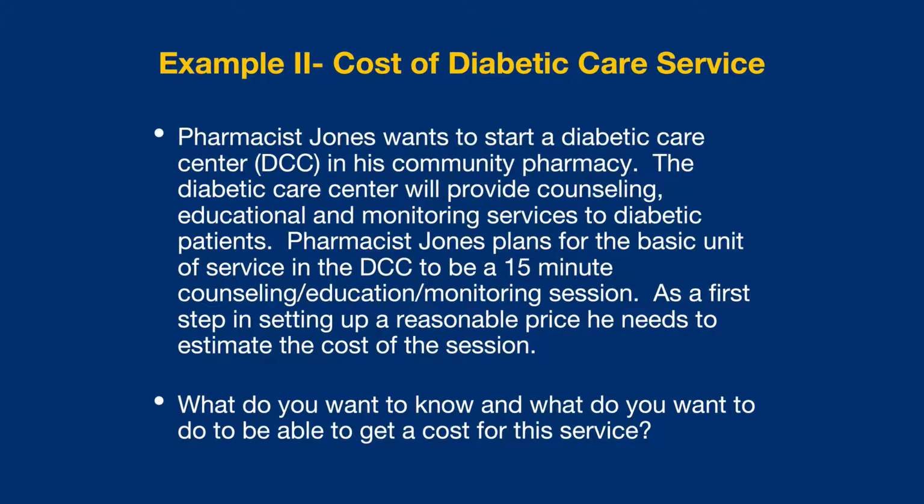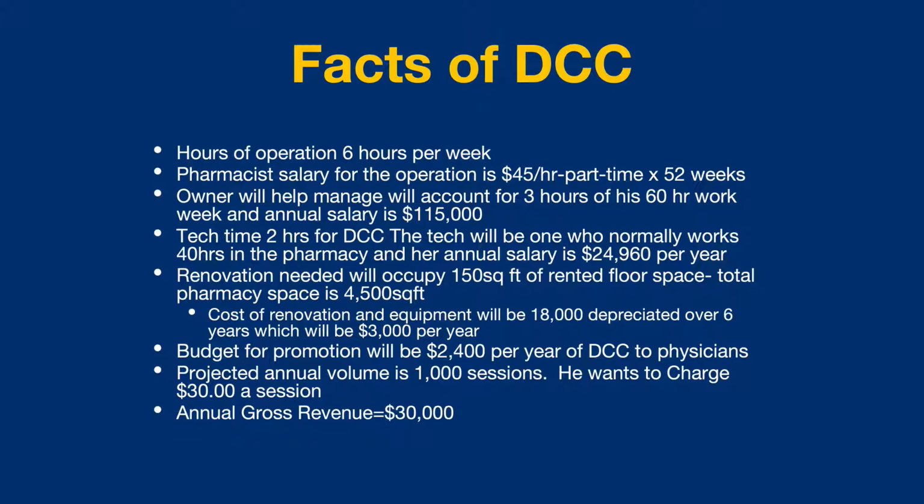So, what do we need to know to evaluate the cost of the service? Well, how many hours a week is this service going to run? 6 hours a week. What is the pharmacist's salary for the operation? Mr. Jones is going to pay a part-time pharmacist $45 an hour to deliver this service for 52 weeks. This owner is also going to account that his salary is going to be about 3 hours of his 60-hour work week to manage this service. He's going to have a full-time tech dedicate about 2 hours in helping with the workflow of the service, such as scheduling appointments.